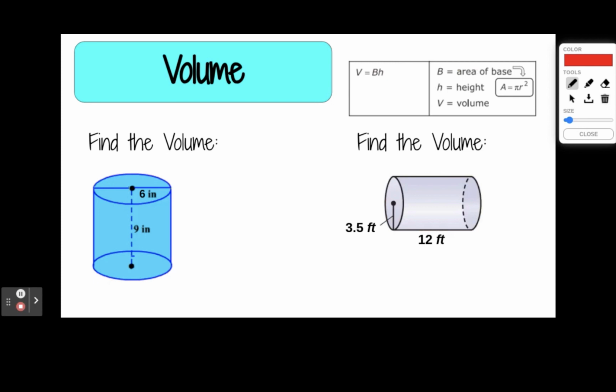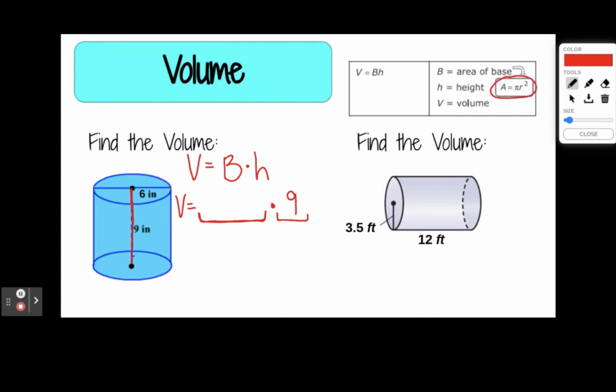When I start off with the example on the left, I'm going to start off by writing the formula. Volume equals area of the base, which is area of a circle, times the height. So I'm going to be taking the area of the base, and I'm going to multiply that by the height. Well, I know that the height, straight up and down here from base to base, is 9 inches. So I'm going to put a 9 right there for height. Then here I want the area of the base. And being that the base is a circle, I want the area of a circle. So you can see that I put that right here for you.